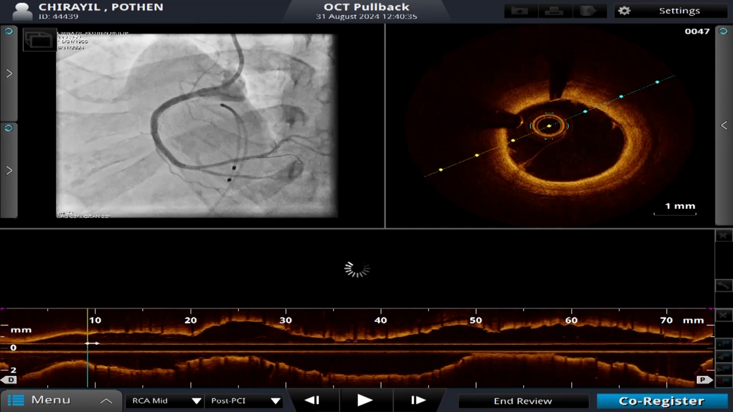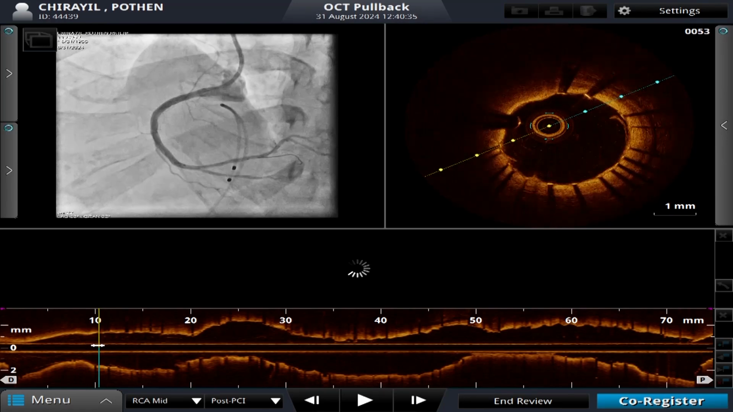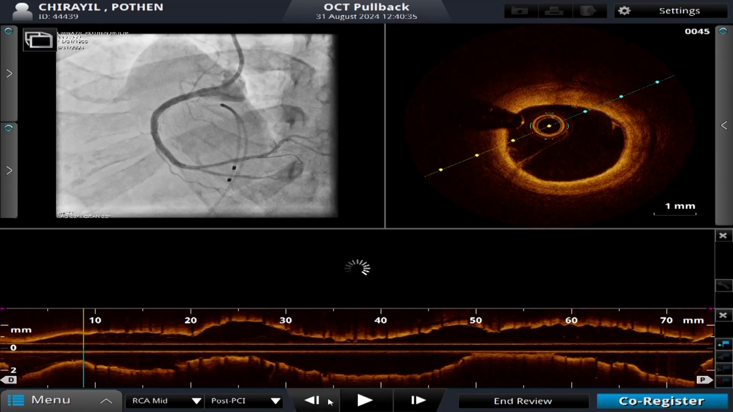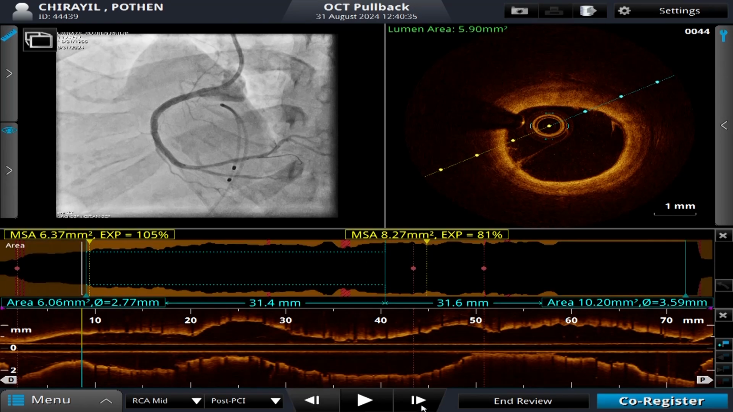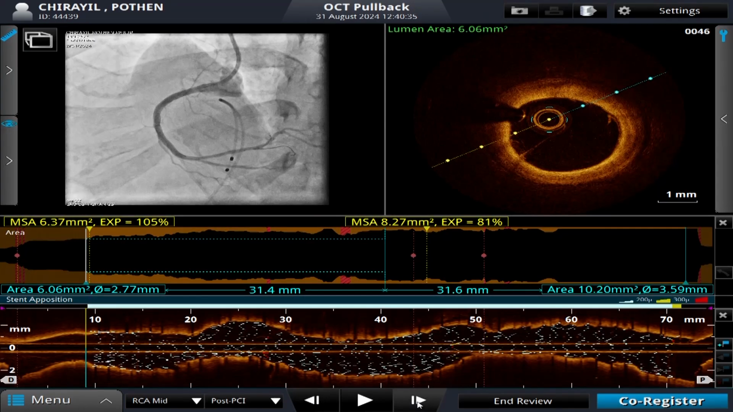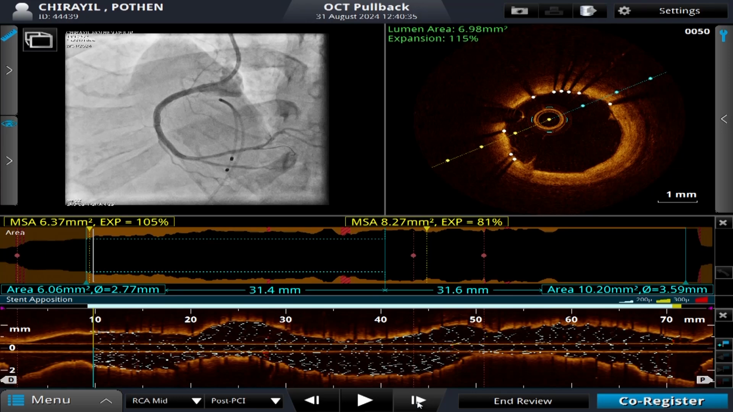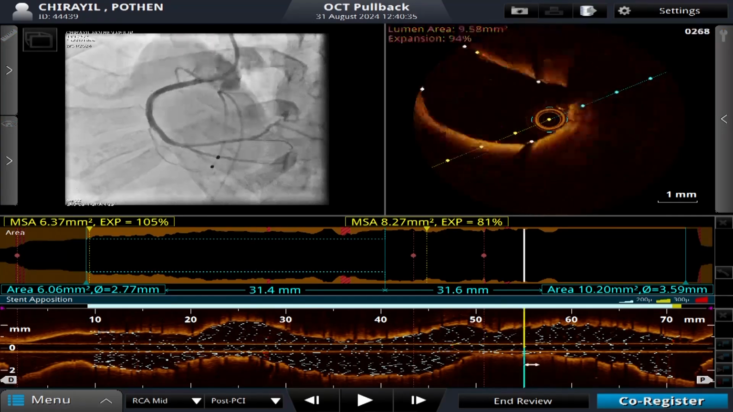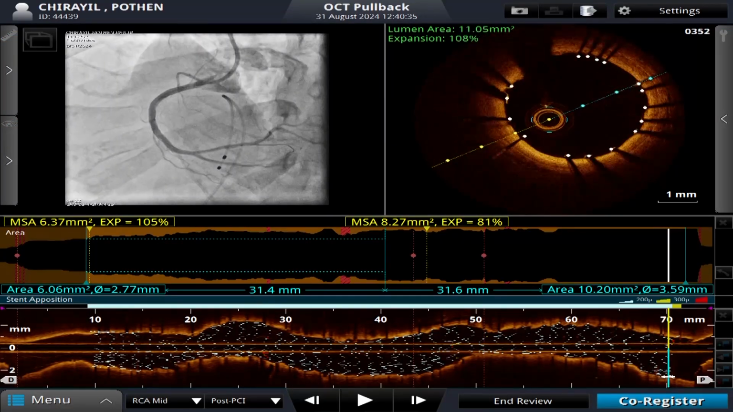Distal edge, show the distal edge. A little more distal. Okay, there is no distal dissection. No dissection. If you look at the yellow box, the lumen looks good. Good actually. Most of the areas are more than that. Also very good expansion. Distal. Nitro. Say the nitro.